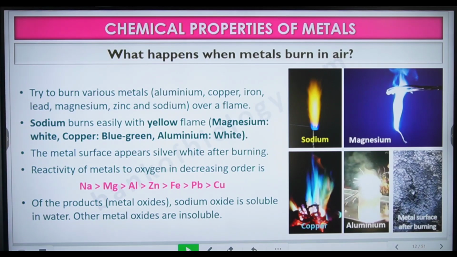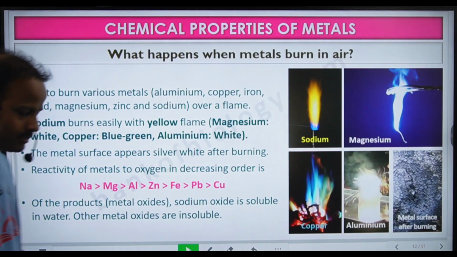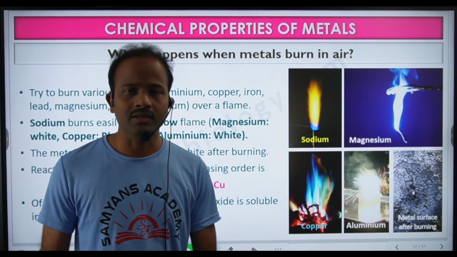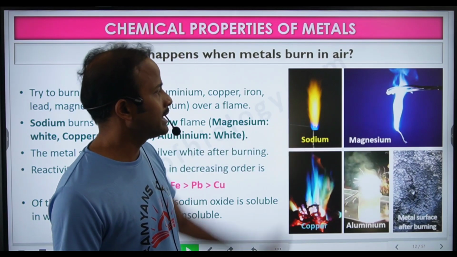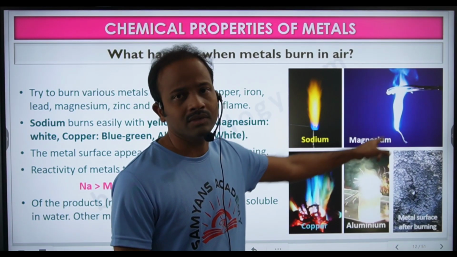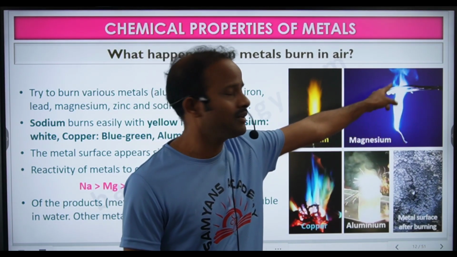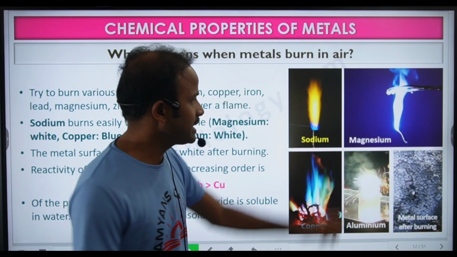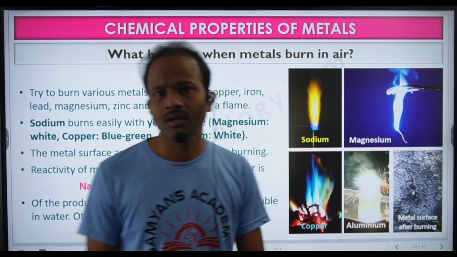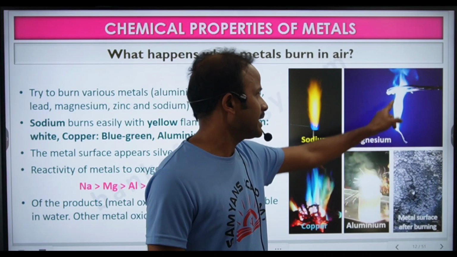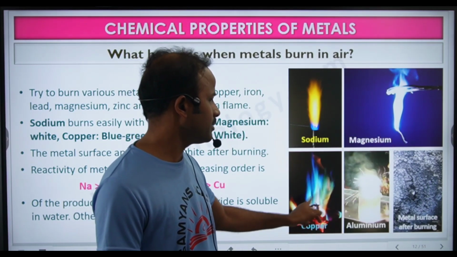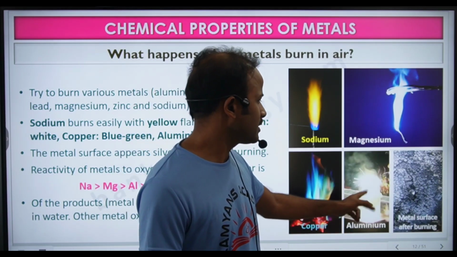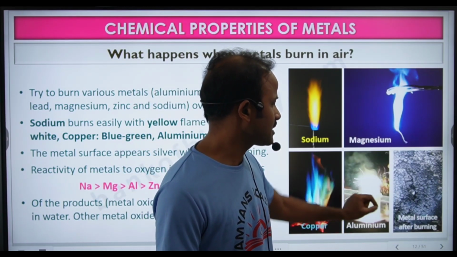Now what happens when metals burn in air? When you burn metals in air in the presence of oxygen, sodium burns with a yellow golden color. When you burn magnesium with oxygen, it gives a white dazzling flame. When you burn copper, we can see a blue-green color. With aluminum, we cannot observe a color, but white sparklers are coming, right?